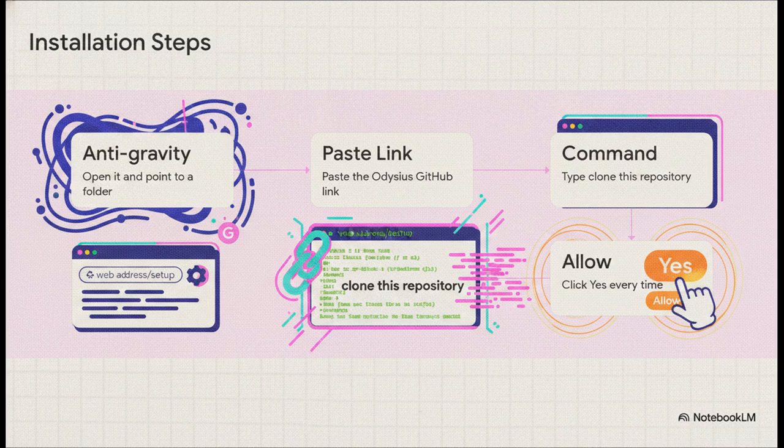Let's walk through the steps because it's so straightforward. First, open Google Anti-Gravity and point it at an empty folder on your computer. Second, just paste in the Odysseus GitHub link. Third, type this one exact sentence. Clone this repository and run it locally. Hit enter. Fourth, just click yes or allow whenever it prompts you. Finally, it'll hand you a web address. Go there, type /setup, and you are in.